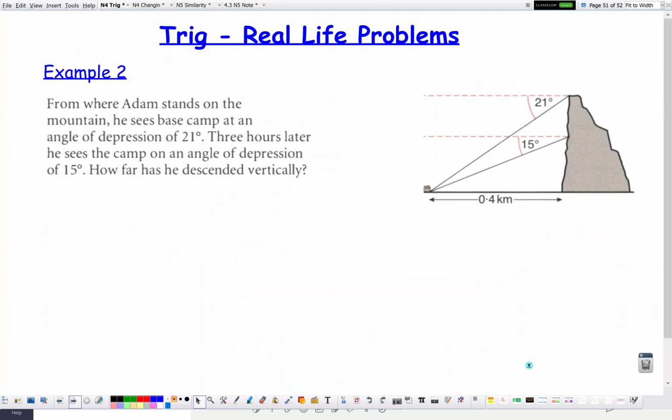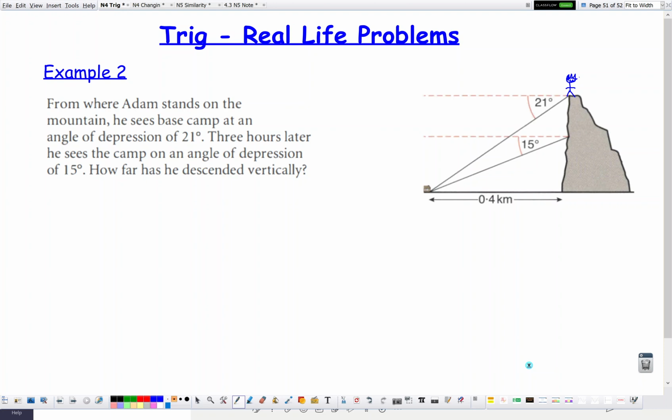Right, so let's have a read through this. From where Adam stands on the mountain, he sees base camp at an angle of 21 degrees. So imagine if I go to my diagram here, up at the top, there's wee Adam.